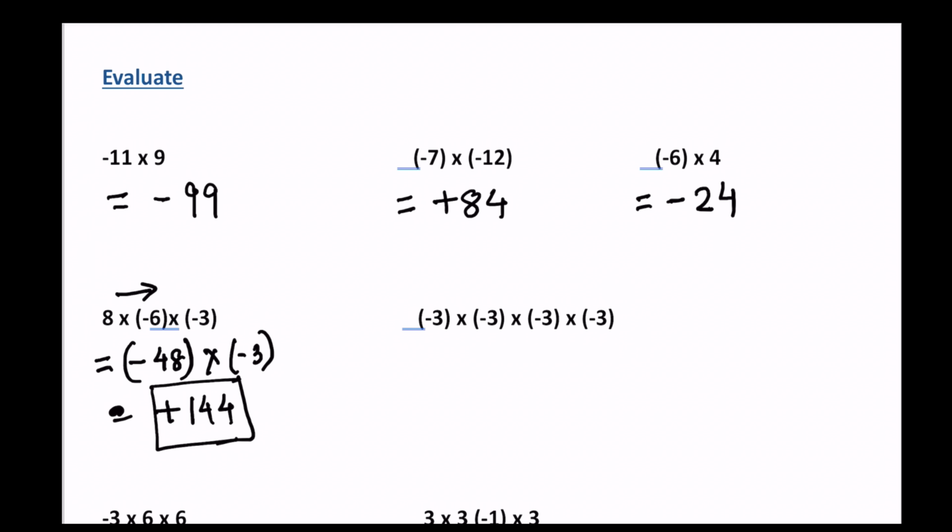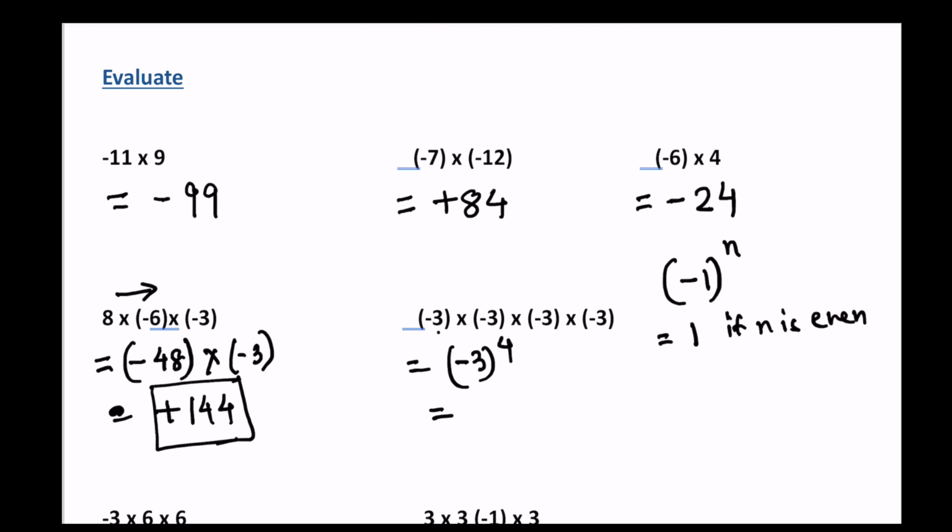Next, minus 3 into minus 3 into minus 3 into minus 3. As you see, all the integers are the same, which is multiplied. So we can say minus 3 to the power 4. Now here I would like to mention that when a negative number is raised to the power n, it will be 1 if n is even, equal to minus 1 if n is odd.